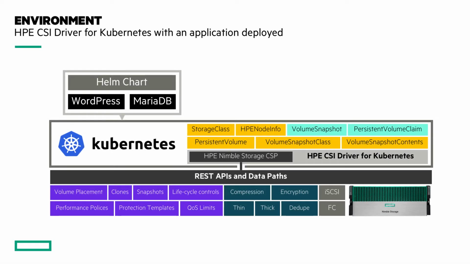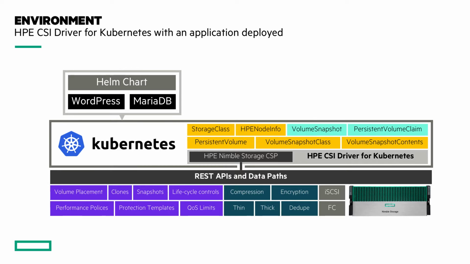Before we start, I just want to set the context a bit. I have a Kubernetes cluster with a WordPress application installed. And this WordPress application consists of one application server and a distributed database. I also have the HPE CSI Driver for Kubernetes installed, along with the necessary controllers to perform snapshotting.